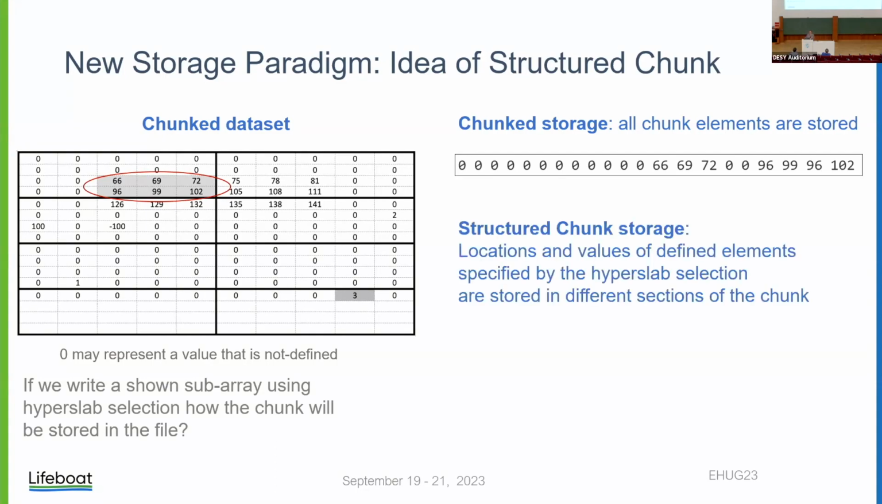With the structured chunk storage, the locations and values of defined elements specified by hyperslab selection are stored in different sections of the chunk. In section 1, we have the encoded selection. HDF5 provides special functions to encode a selection, and essentially it is storing the coordinates of the contiguous hyperslab. So it will be the upper left corner and the lower right corner, so 4 points encoded, which is less than all the zeros we already have in the chunk. And the second section will be just the values.